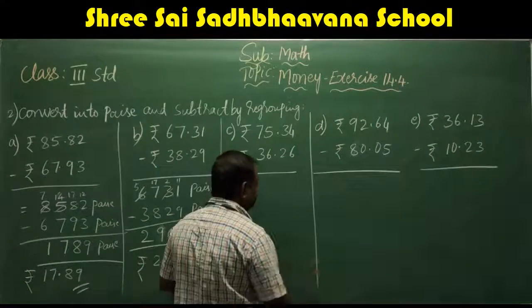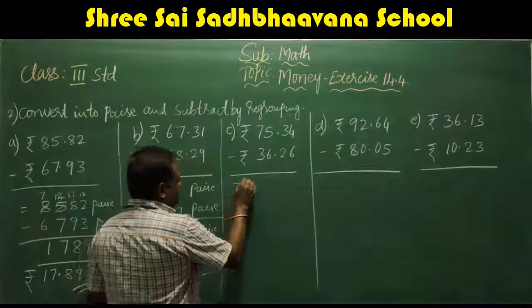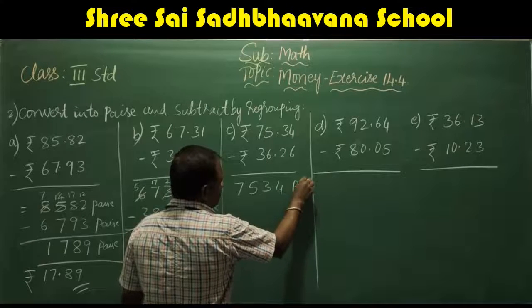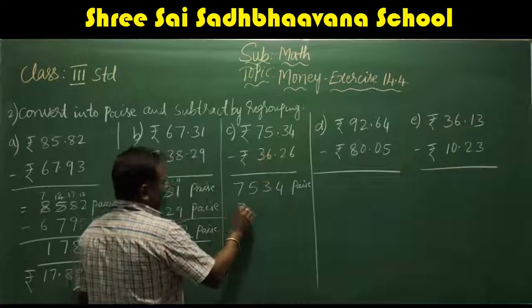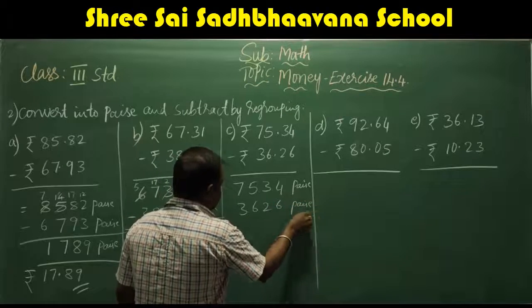Next come to here. Rupees 75.34 can be written as 7,534 paise. This can be written as 3,626 paise. Subtract.